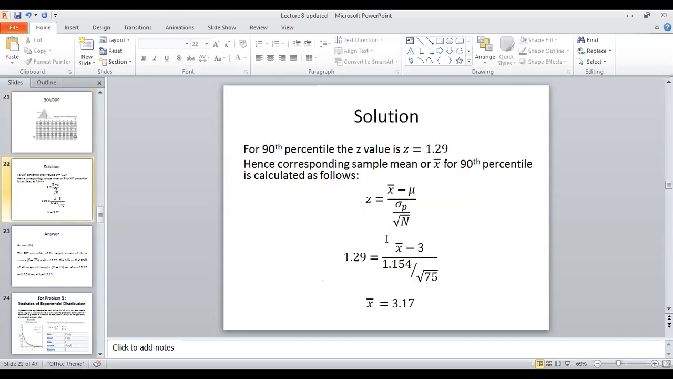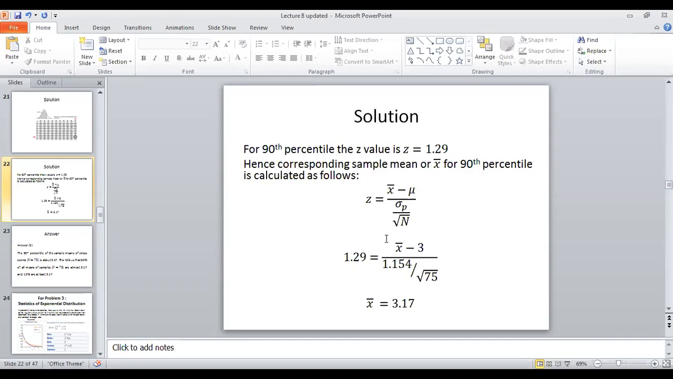So the solution to this part B would go something like this: for the 90th percentile, the z value is z equals 1.29 from our table, which we just got. Hence, we are required to find the corresponding sample mean x bar for the 90th percent area of the graph. Remember that we are on the sampling distribution of the mean, so every point on the horizontal axis is a sample mean. Every area corresponds to a sample mean, and we are asked to give that sample mean which corresponds to 90% area.